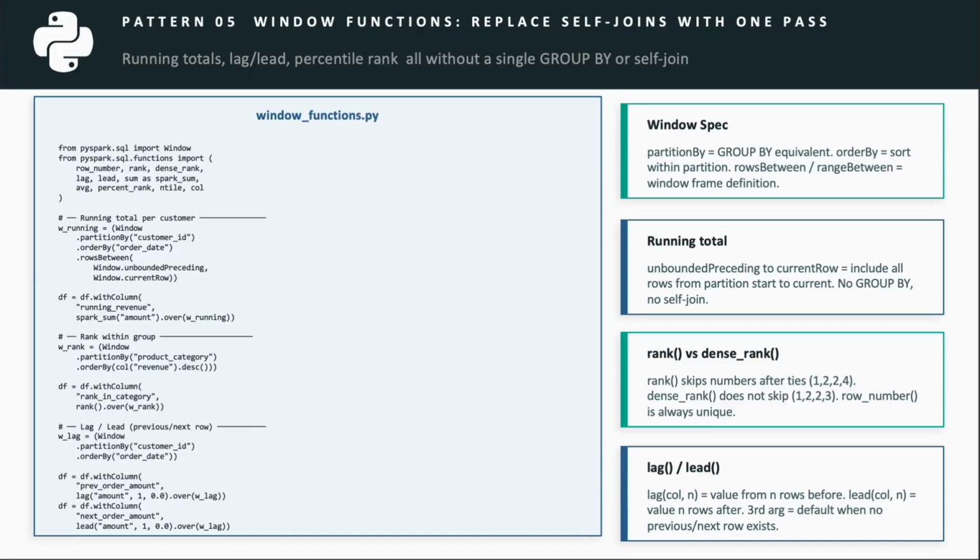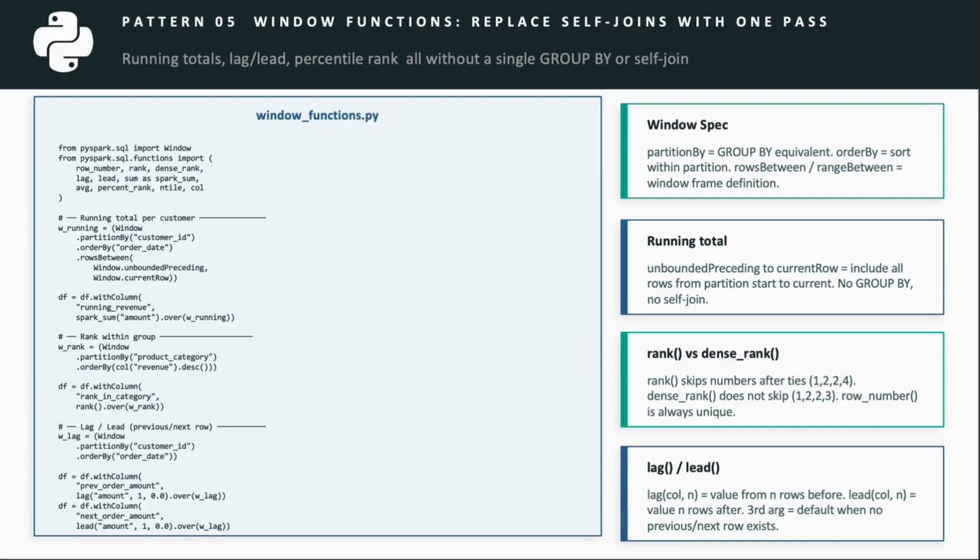And lastly we have lag and lead, accessing the previous or next row. Lag amount, 1, 0.0 gives the amount from the row immediately before within the same customer ID partition, ordered by date. The third argument, 0.0, is the default value for the first row where there is no previous row. Lead goes in the other direction, so the next row. If you use lead, it's for the next row, while lag gives you the previous row.